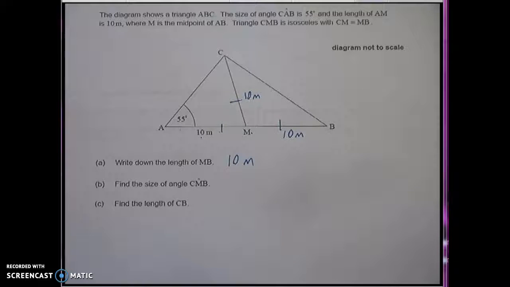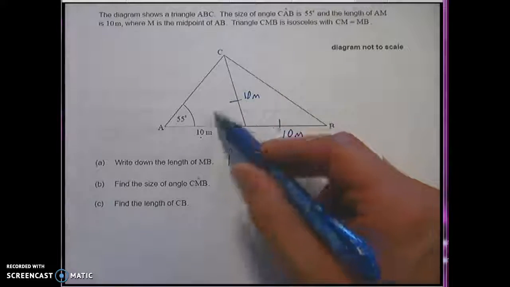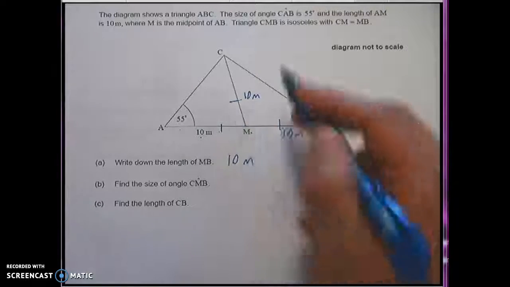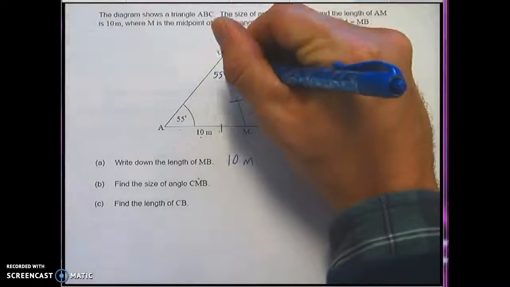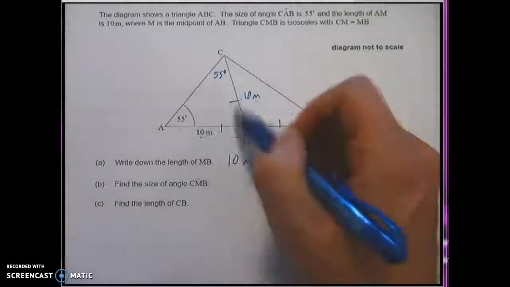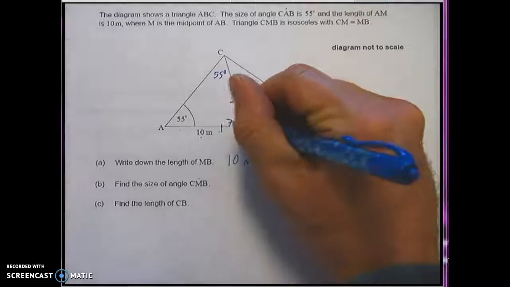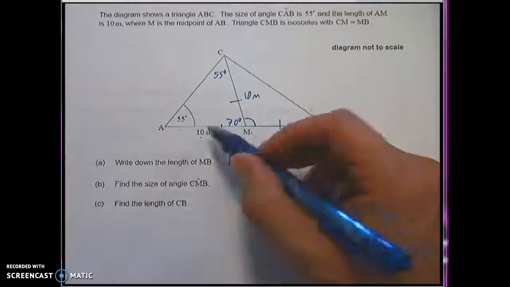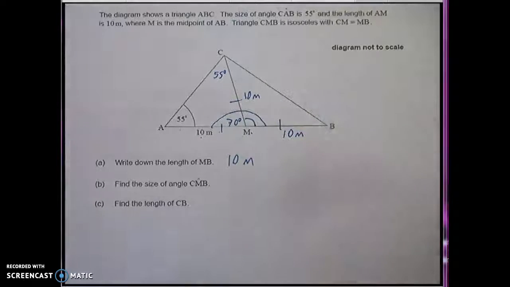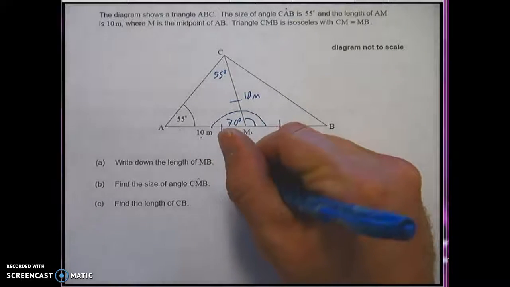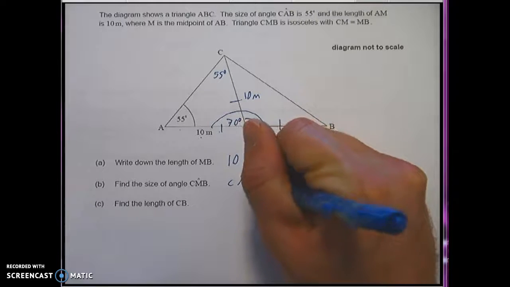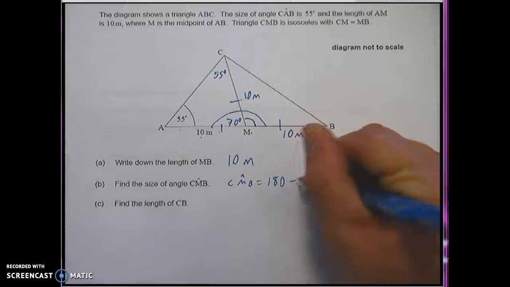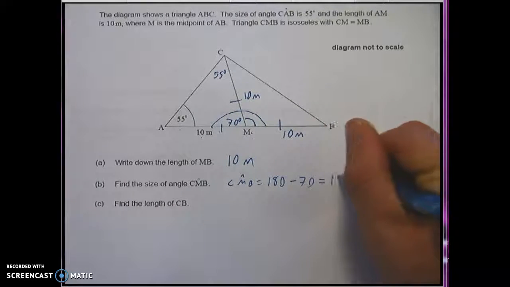Find the size of angle CMB. Well, this is an isosceles triangle. So that means this is 55 degrees. In order for this triangle to add up to 180, that's 70 degrees right there. Here's the angle we want, CMB, and I know these two have to add up to 180. So angle CMB is simply 180 minus 70, which is 110 degrees.